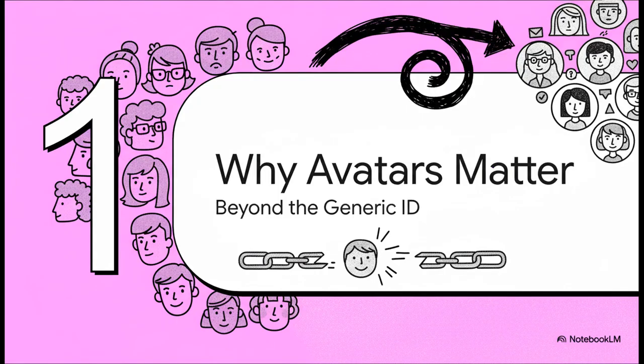Okay, so let's start with the big question. Why even bother doing this? What's the real value in ditching those generic agent IDs? Let's break it all down.